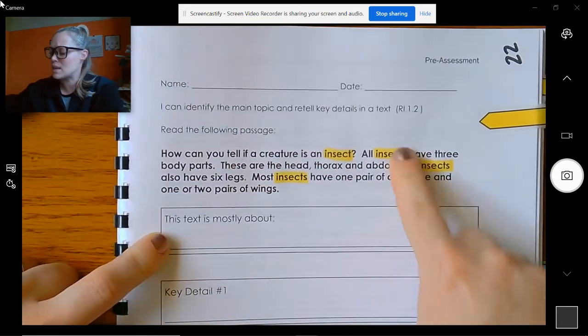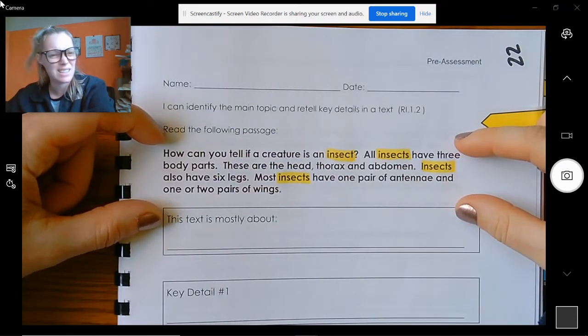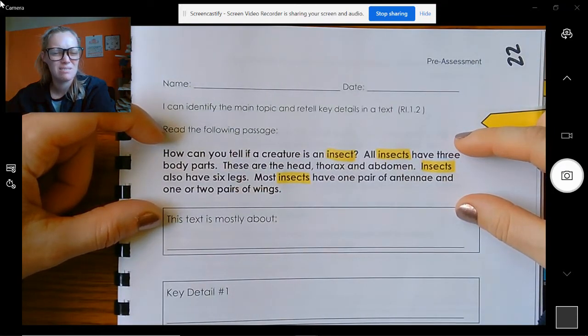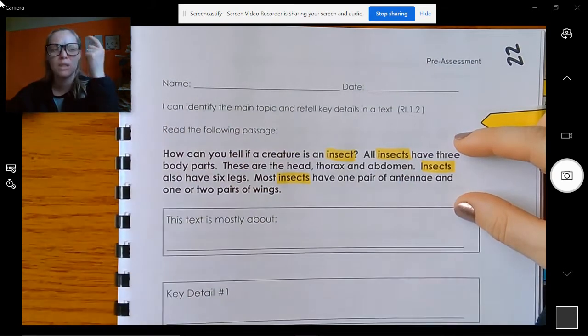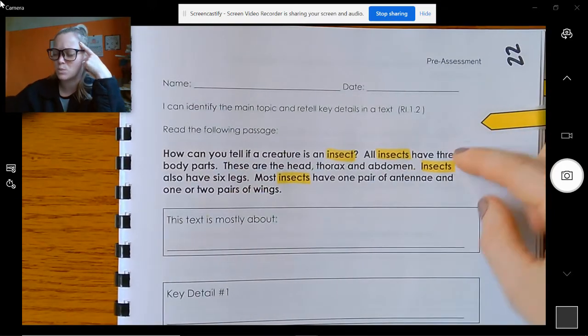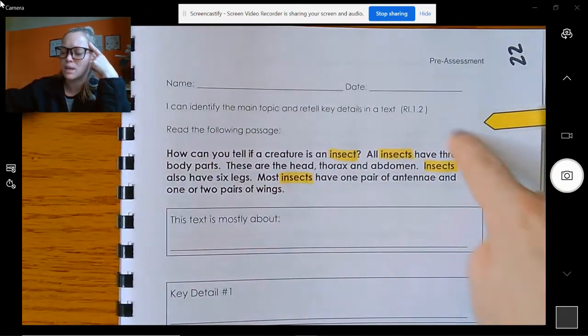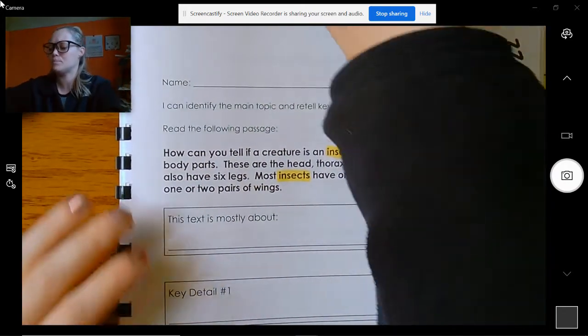But I'm wondering, does it tell me about what insects eat? I don't think so. Does it tell me about where insects live? No, it doesn't. So think further. What does it tell me about insects? What is all of this telling me about insects? Let's read it again and think about that.